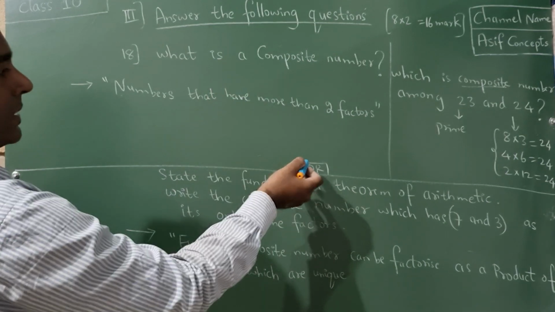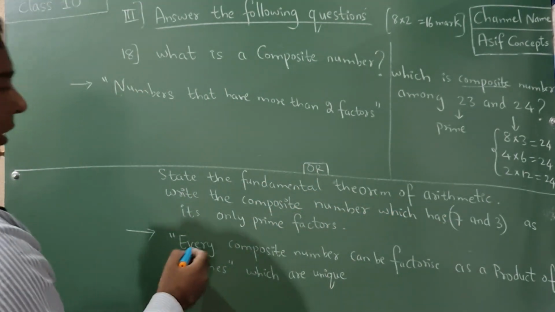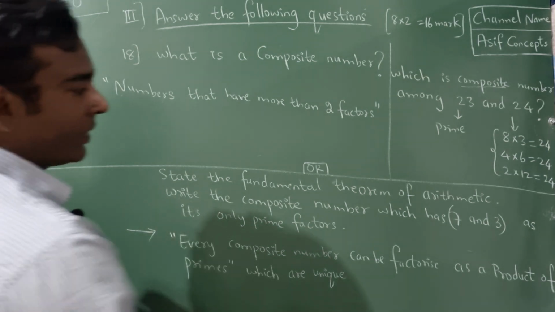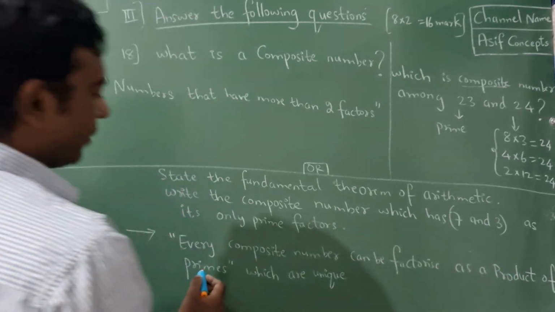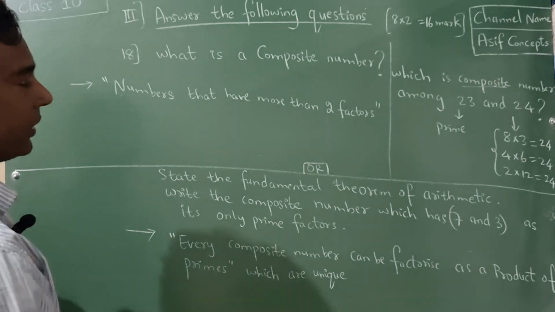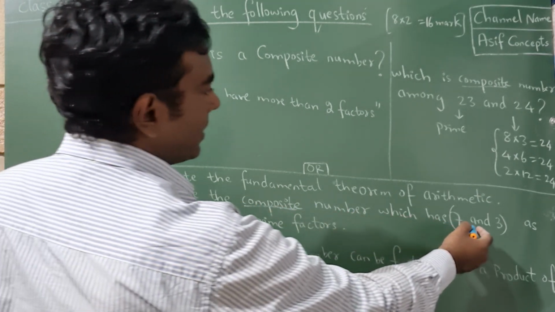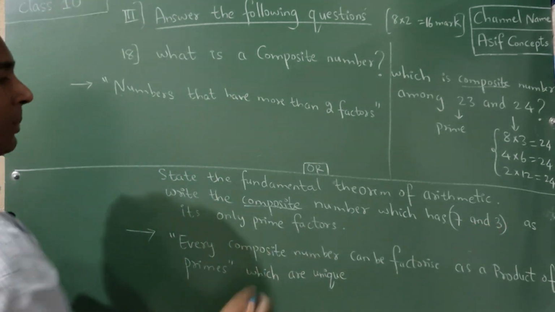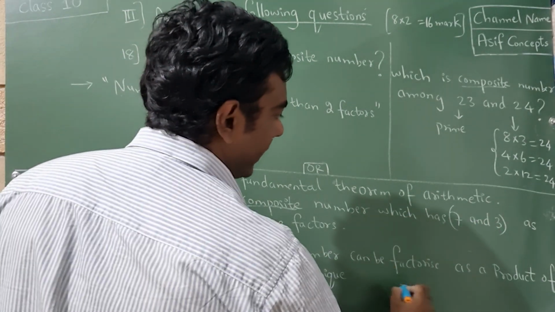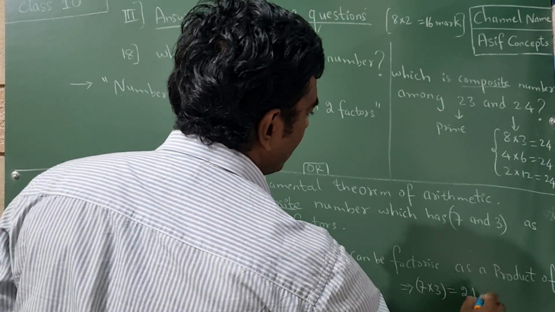Now, either this or this question: state the fundamental theorem of arithmetic. So, every composite number can be factorized as a product of primes, which are unique. Now, write the composite number which has 7 and 3 as the only prime factors. So what I can write is 7 into 3. So the answer is 21.